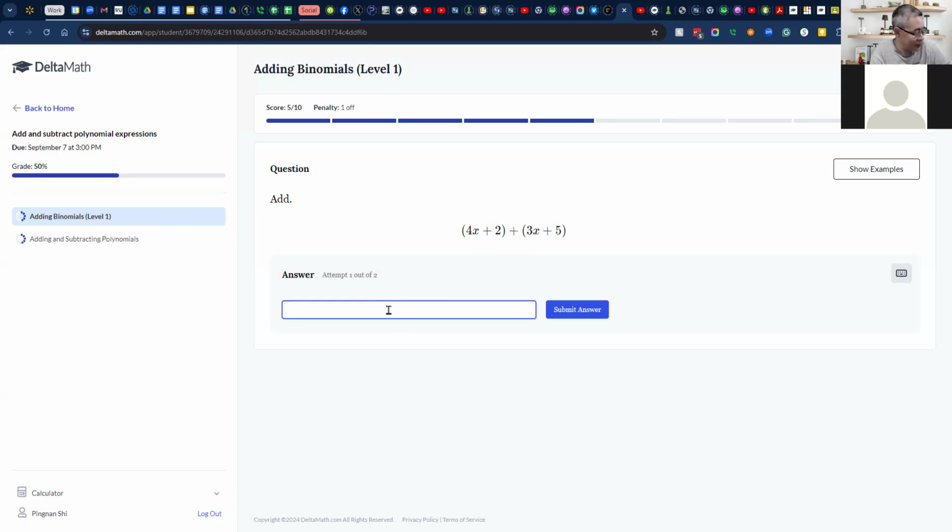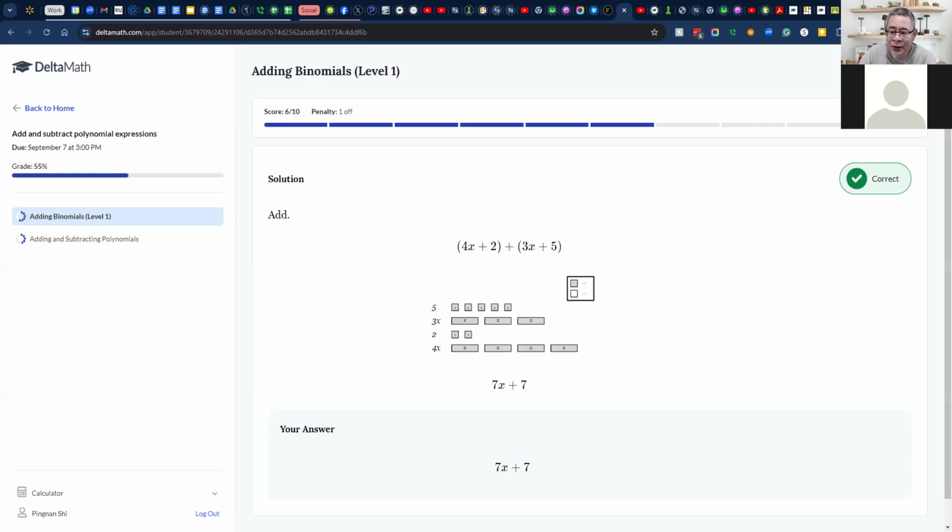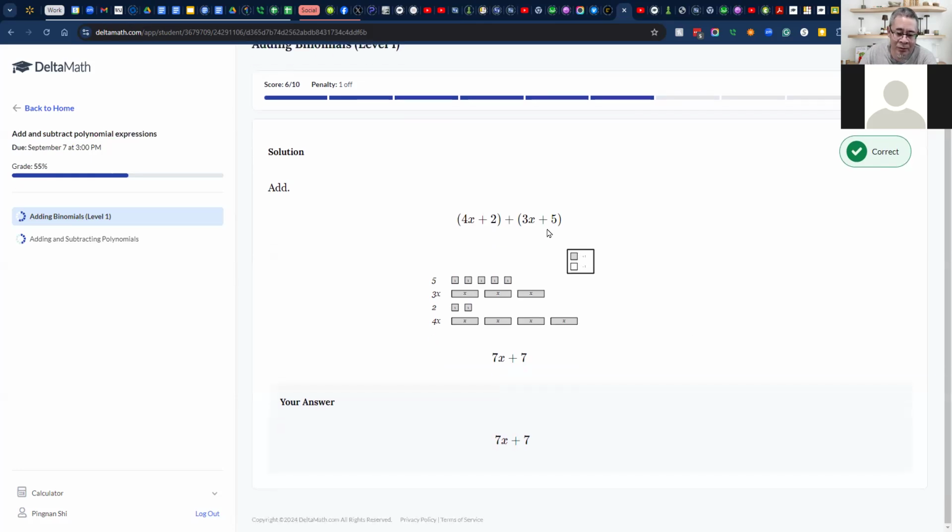Then you just type in 4x plus 2 plus 3x plus 5. 4x plus 3x is 7x, and 2 plus 5 is also 7. So that's our answer. And if you got it right, it will show you that you got it right. Good. All right. And it also shows you the process to do this. You can see that we got 5. This is for when you are starting out.